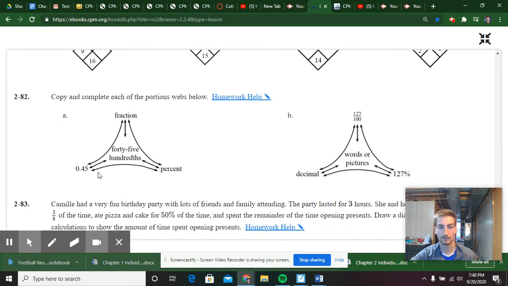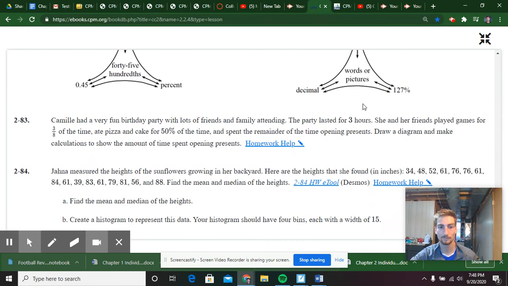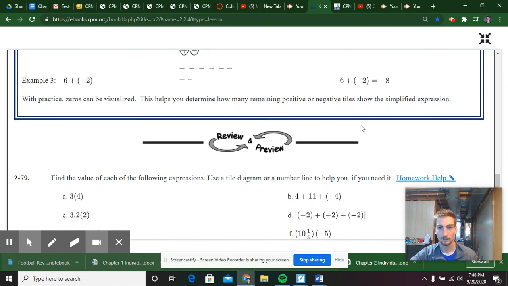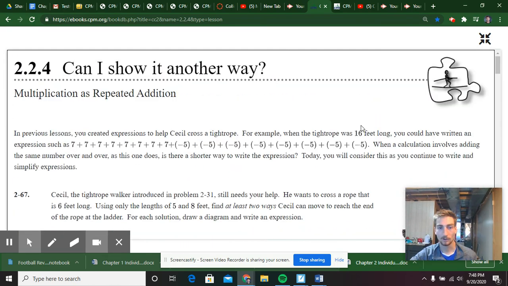And then here we've seen these portion webs before. And then we see the mean and median, so a little bit more review. So that should be it for overview of this chapter. Just focusing on multiplication instead of repeated addition, just because of how long these expressions can be, right? All right, good luck.